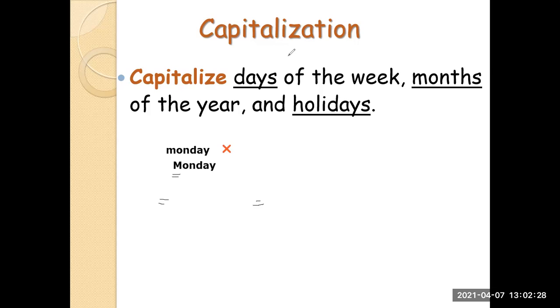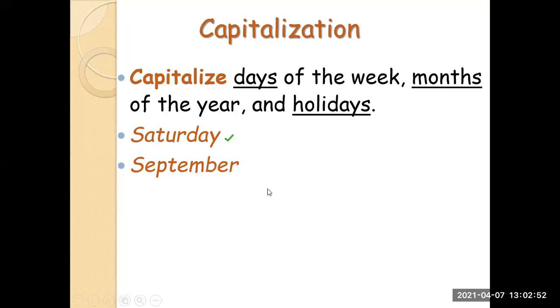Months, as we said before, all months need to be capitalized, like January, February, March. The same thing holds true for holidays. As you can see here, Saturday is well written. September, month; Labor Day, holiday. Now just see how we capitalize it. You need to remember that things like Saturday, September, and Labor Day must be capitalized.